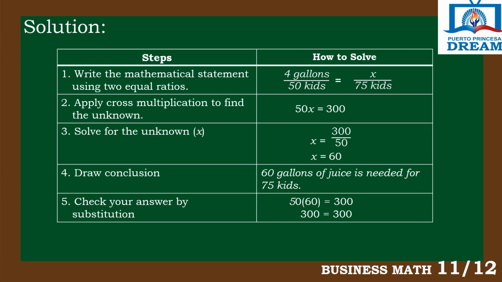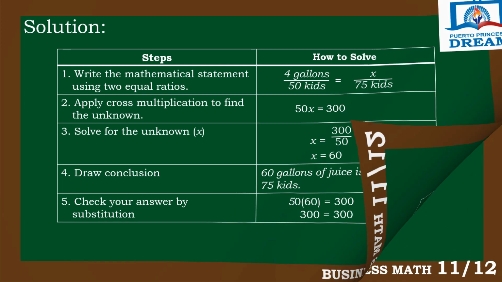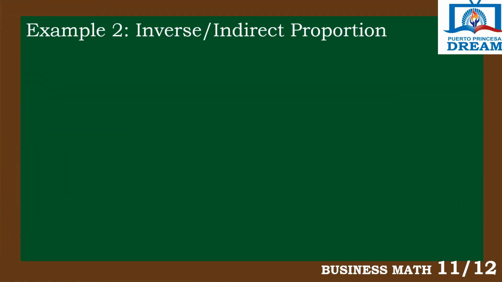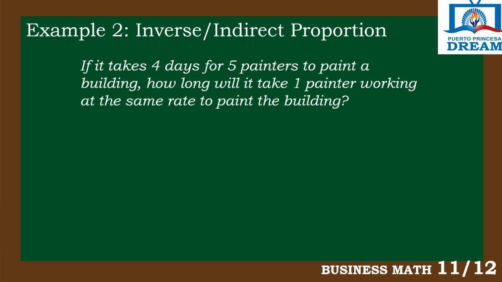And step 5, check your answer by substitution. So we will use the formula 50x is equal to 300. So that will be 50 times 60 is equal to 300. So 300 is equal to 300. Example 2, we have inverse or indirect proportion. If it takes 4 days for 5 painters to paint a building, how long will it take one painter working at the same rate to paint the building?